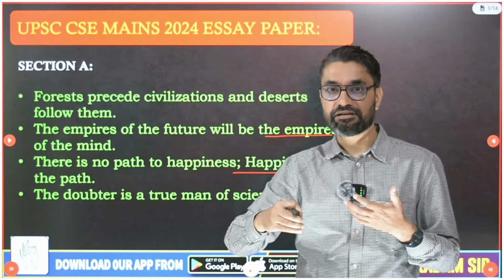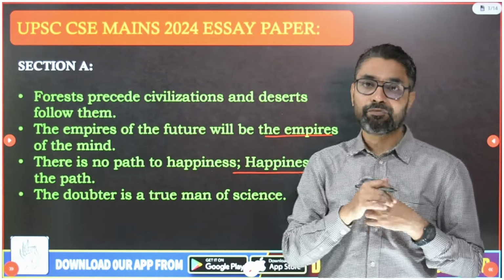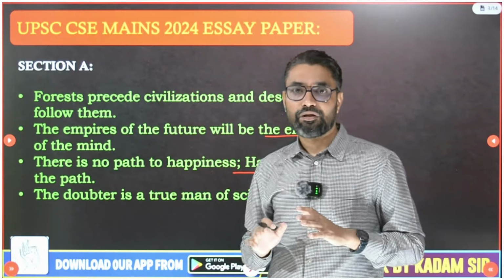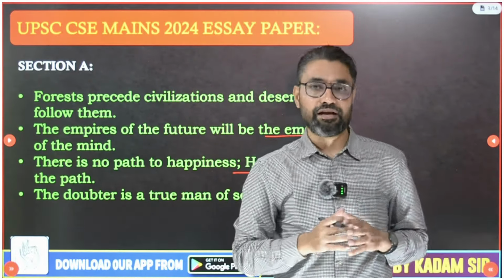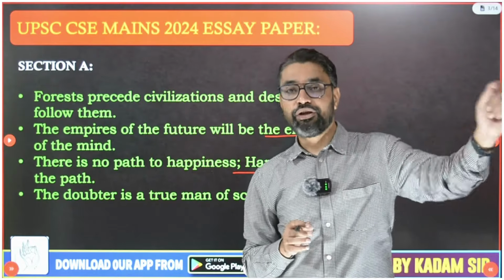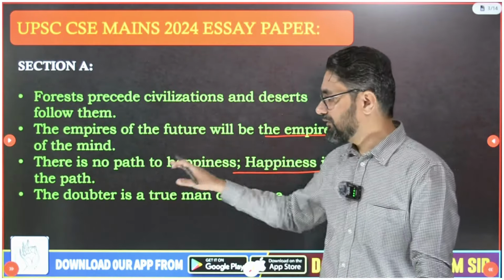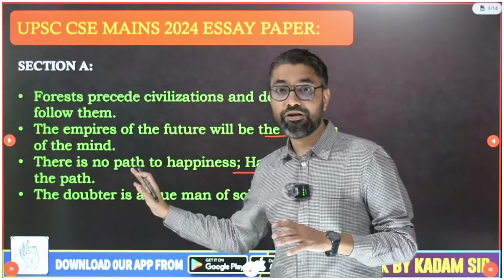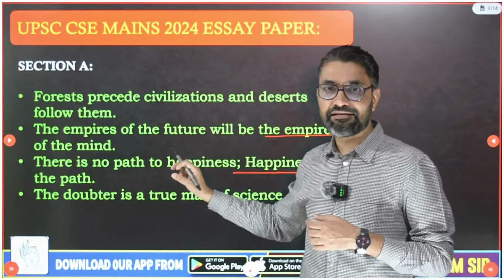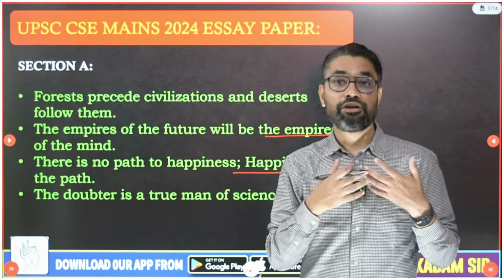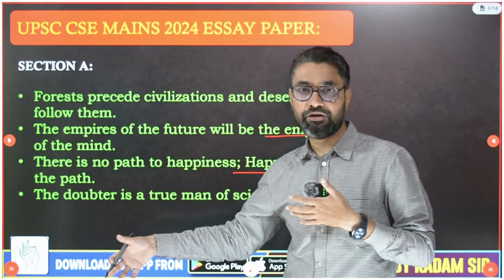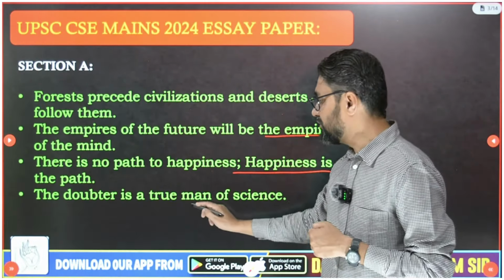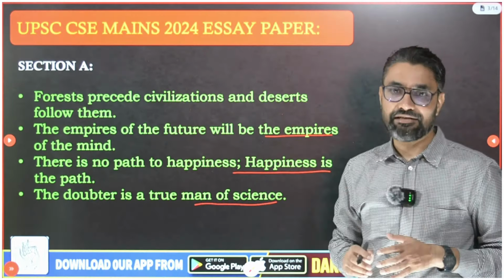Nothing can give you happiness. That if I marry this person, I will be happy, if I do this job, I will be happy. No. Happiness is the path. Whatever makes you happy, you should be walking that path, instead of going towards that path. So this is the basic literal interpretation of the essay. A lot of fodder I will give you when I upload all these essay topics separately, and if I write, how I will introduce, how I will frame the main body, how I will conclude, everything I will discuss then. Then the fourth topic is: doubter is a true man of science.